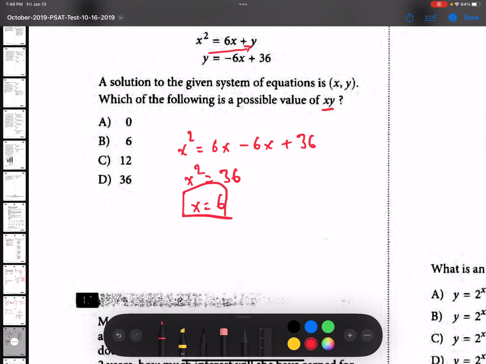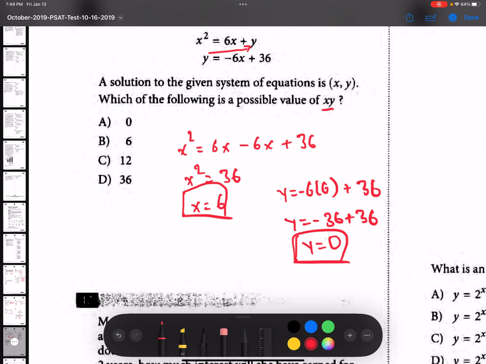So if x is equal to 6, now we find y. Y is equal to minus 6 times 6 plus 36. Y is equal to minus 36 plus 36. So y is equal to 0. That means when we multiply 6 times 0, we're getting 0. So our answer is A.